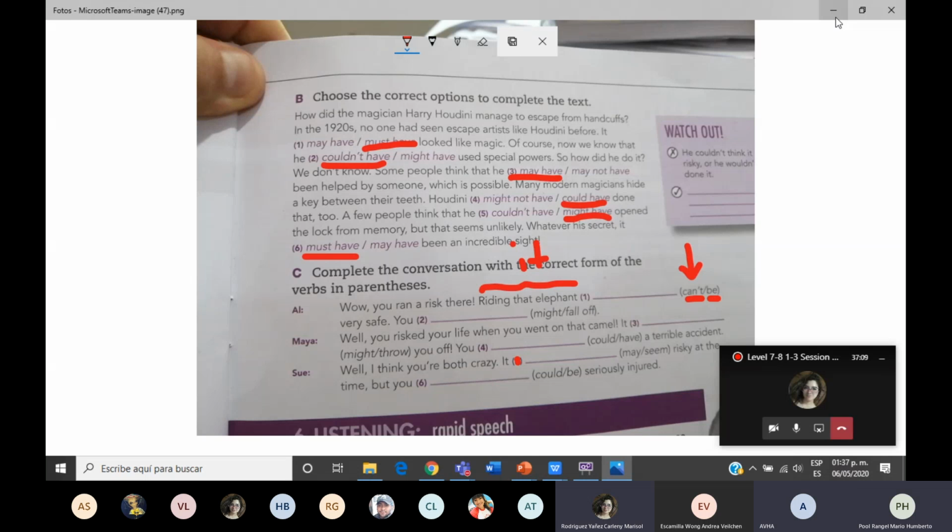Just to give you an example, right? It says, Jim is pretty sure that his girlfriend, y luego tenemos el espacio, cheat on him. How will you complete that? If he's pretty sure.